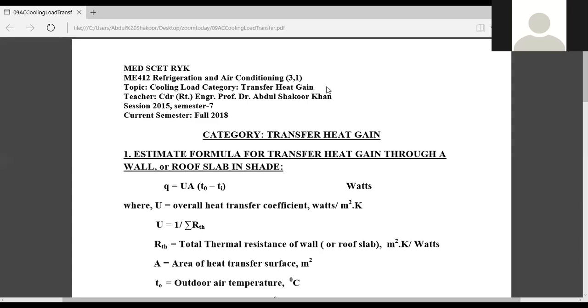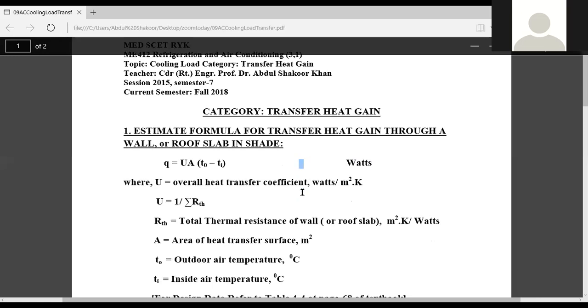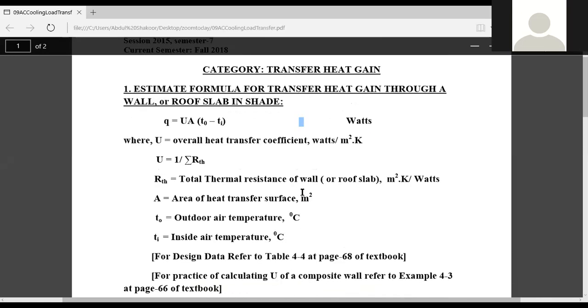So let me start the lecture. Bismillahirrahmanirrahim. I was discussing in the previous lecture the transfer heat gain. This is a very important formula of heat transfer, and the requirement of this subject is to get through chapter 2, where all these things are mentioned in detail, and again do the chapter 2 problems.